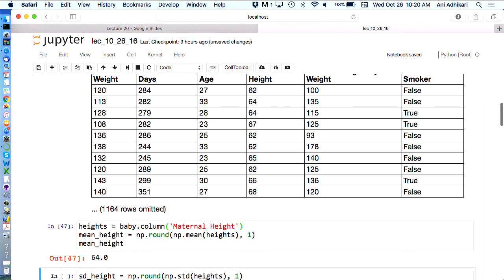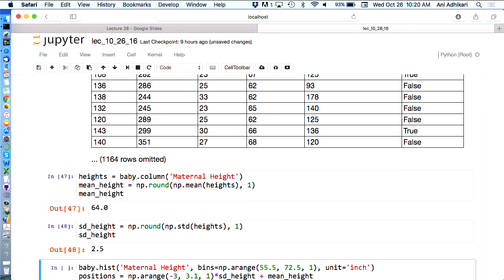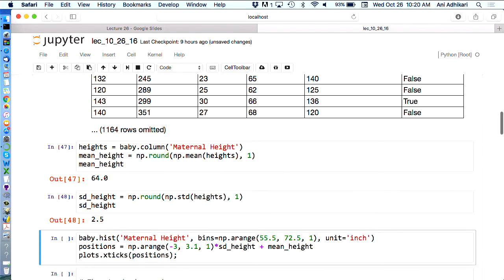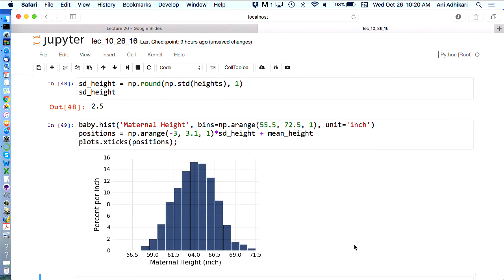The mean is 64, rounded to one decimal place. The SD is 2.5, rounded to one decimal place. And here is the histogram. Take a look at that. You see a shape? Yep, there's your bell shape.